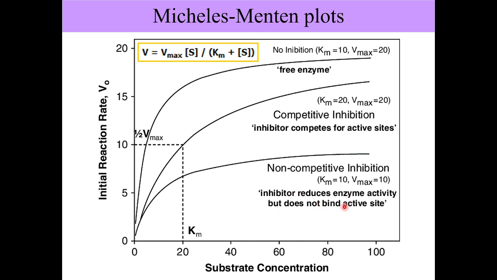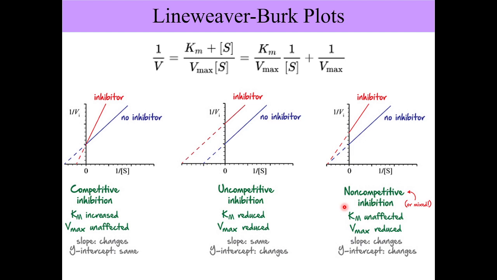Okay. Now we will move on to the Lineweaver-Burk plot. So what happens in the case of the Lineweaver-Burk plot? 1 by V is equal to Km plus substrate concentration divided by Vmax into substrate concentration. That gives you Km by Vmax into 1 by substrate concentration plus 1 by Vmax, right? So this is the Lineweaver-Burk plot and this is the equation.